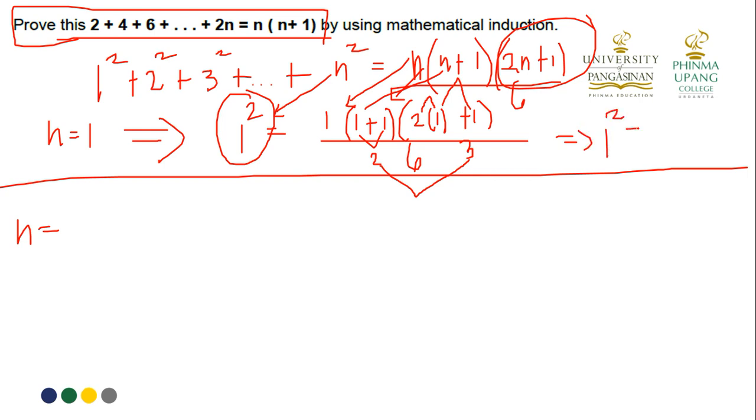1 squared is equivalent to, since nala tayo 6 at tagay, 6 at numerator, the denominator is 6. Natan, what is 1 squared? 1. What is 1 squared? Answer? 1.